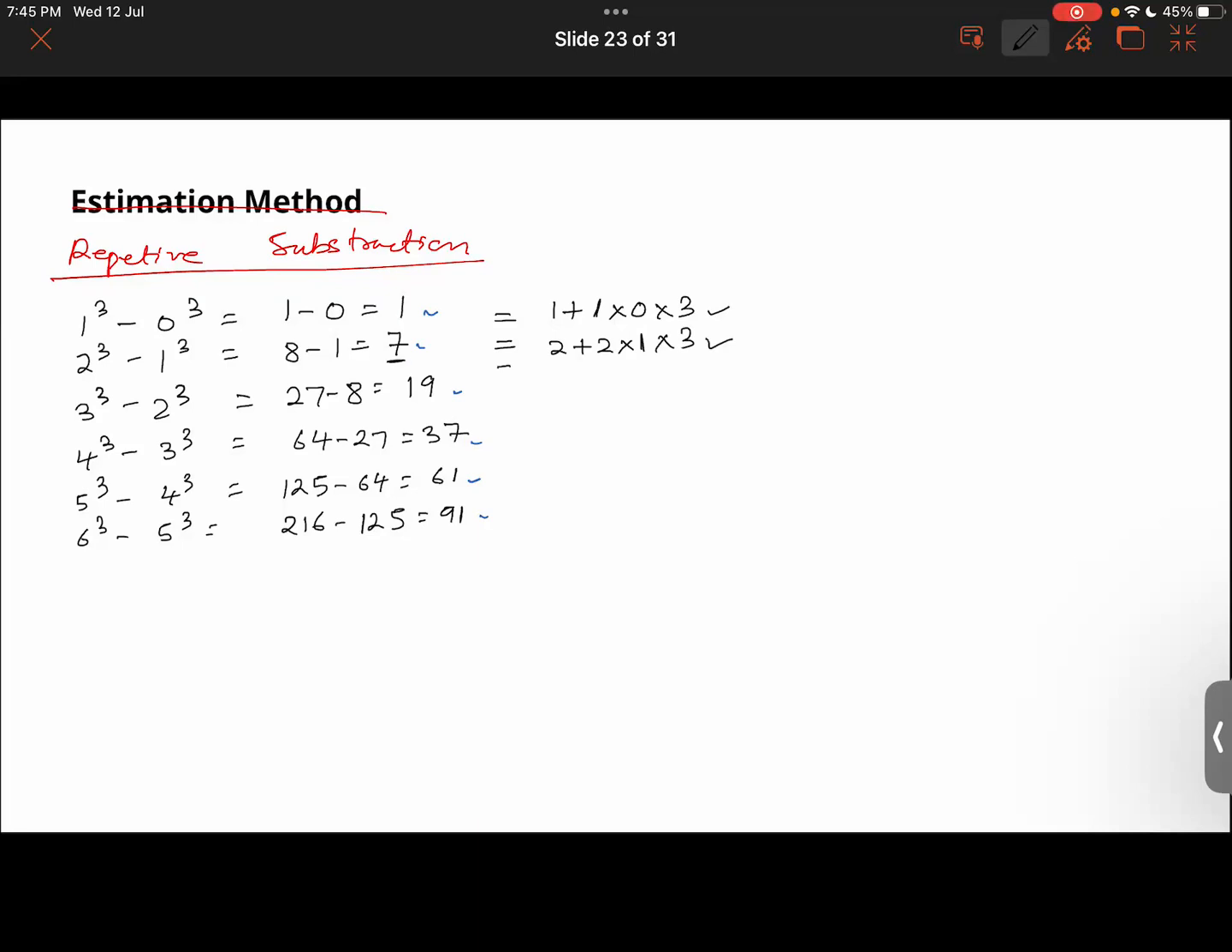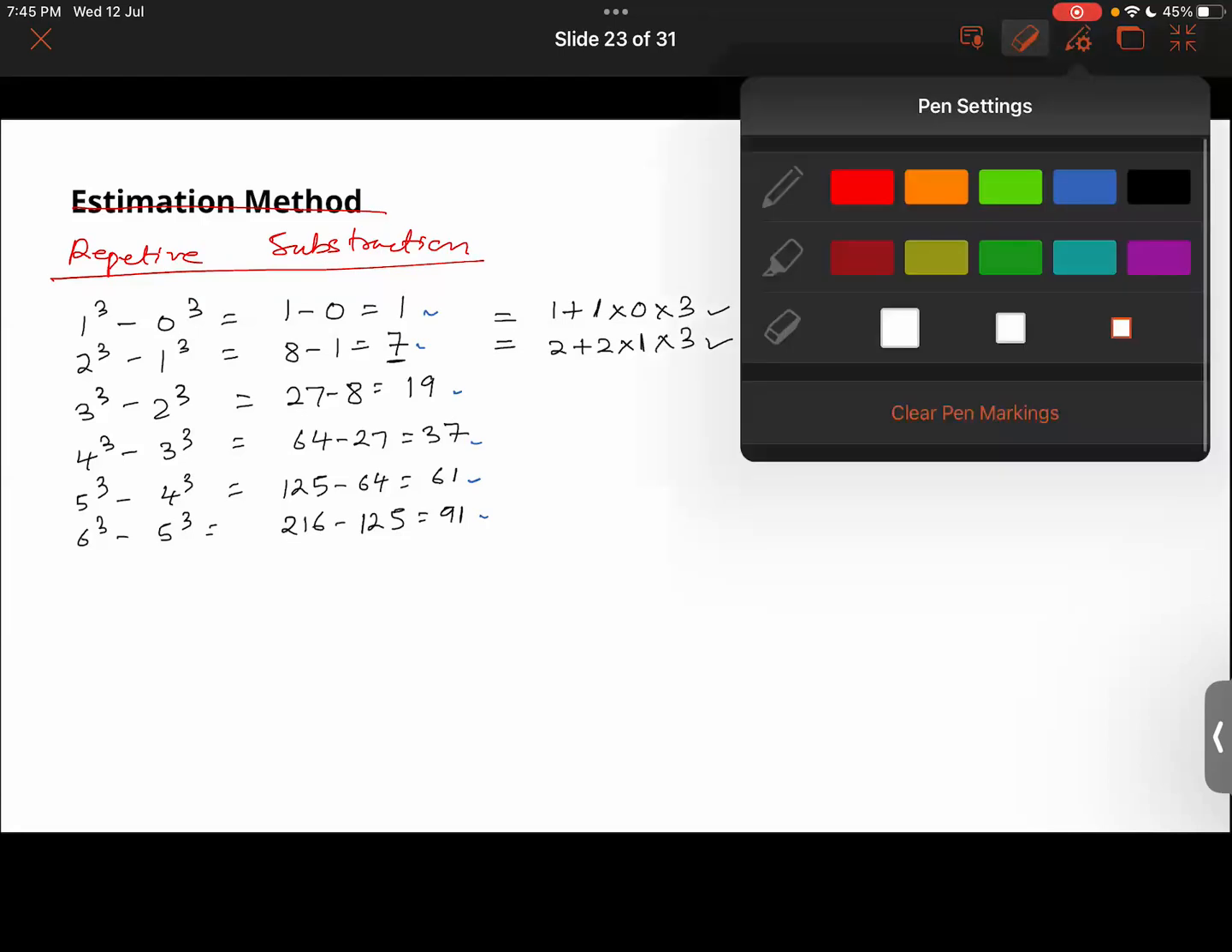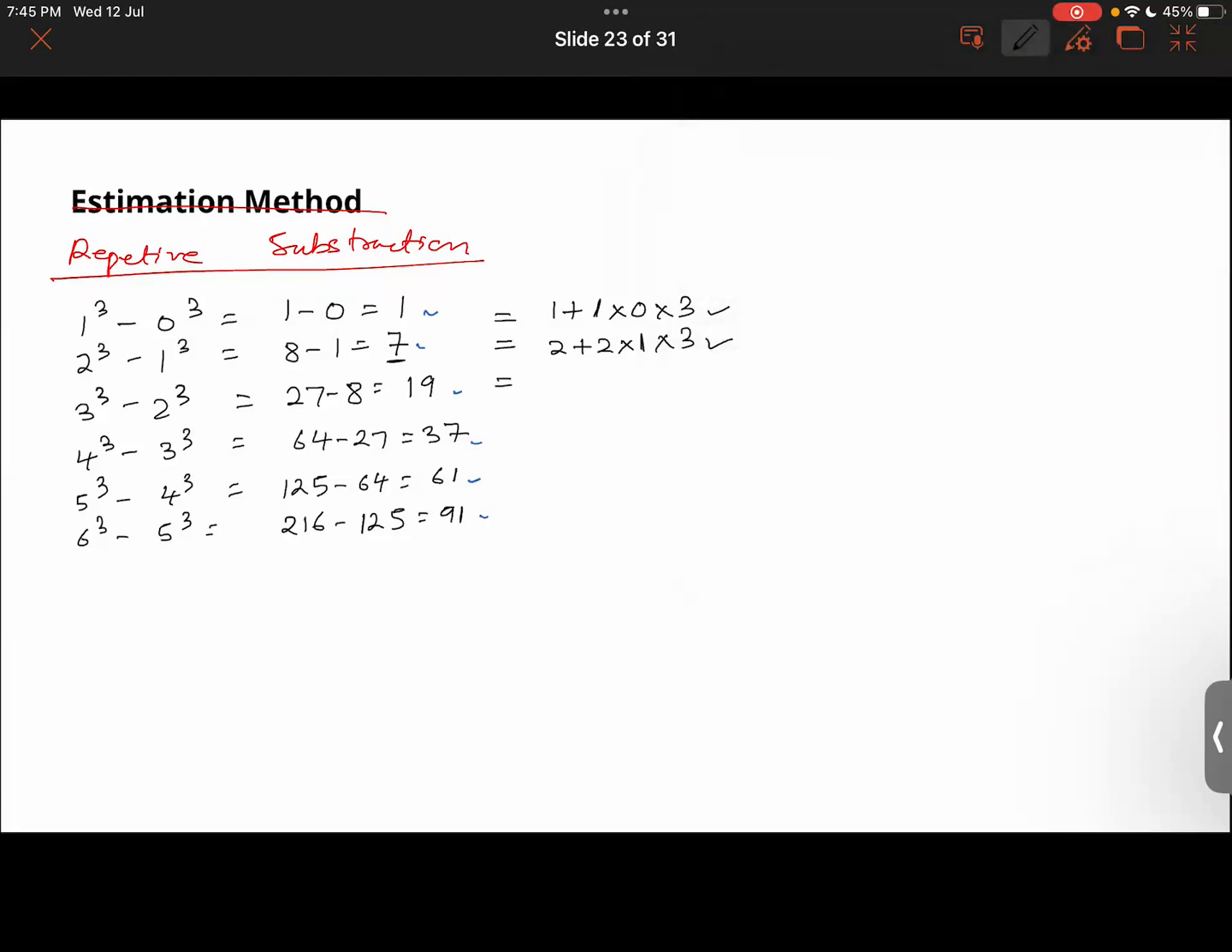Ahmed and Arhan, are you getting this one? Yes, sir. Okay. Now tell me, what about the next number? How can we write it? Sir, 3 plus 3 multiplied by 2 multiplied by 3 here.